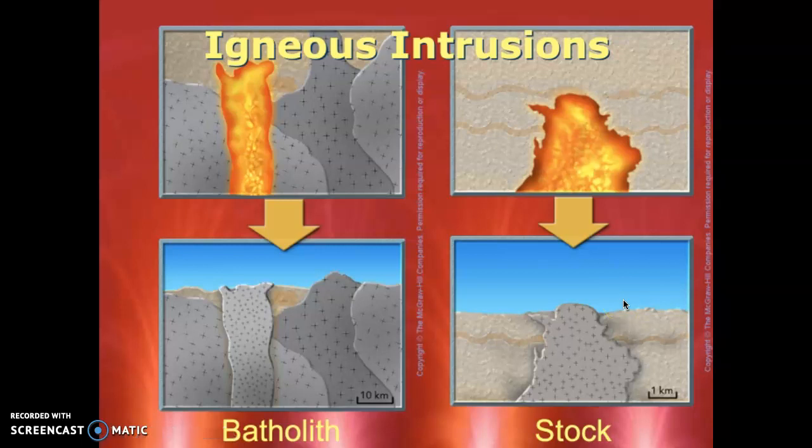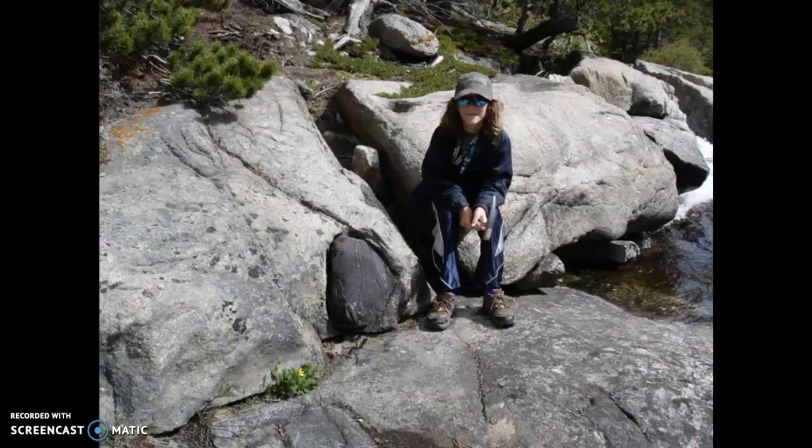There's so much heat that they can actually melt the surrounding rock, which gets incorporated into the magma chamber, and it can melt its way up. So that's how these really large intrusions come in. So that's our batholith and our stock. This shows you kind of how that works.